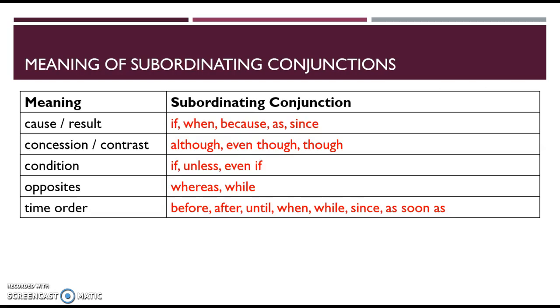Let's look in more detail at some of these subordinating conjunctions. You can see that we have different meanings for each type of subordinating conjunction. We have cause and result subordinating conjunctions here. We have concession, contrast, conditionals, if, unless, even if, opposites, and also we have subordinating conjunctions that show time order. And eventually we'll go over each of these types in detail.